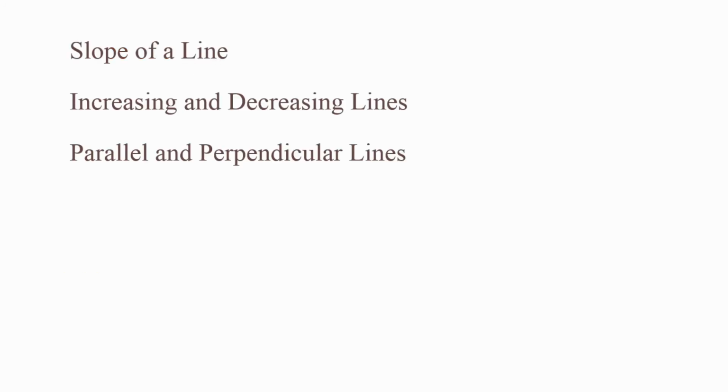The slope of a line is rise over run: y2 minus y1 over x2 minus x1, and is always labeled with the letter M. An increasing line has a positive slope. A decreasing line has a negative slope. Parallel lines have the same slope. For perpendicular lines, the slopes either multiply to be -1, or you take the first slope, find its reciprocal, change the sign, and you have the perpendicular slope.